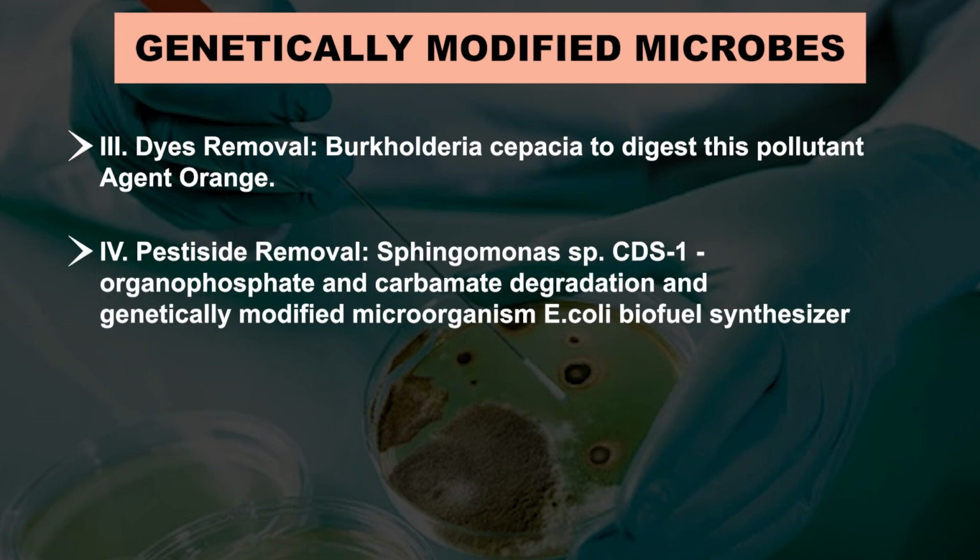Then fourth one is pesticide removal. A recombinant strain of Sphingomonas species strain CDS1 was created for organophosphate and carbamate degradation. Then Samueli School of Engineering and Applied Science produced a genetically modified microorganism, E. coli, for biofuel synthesis.